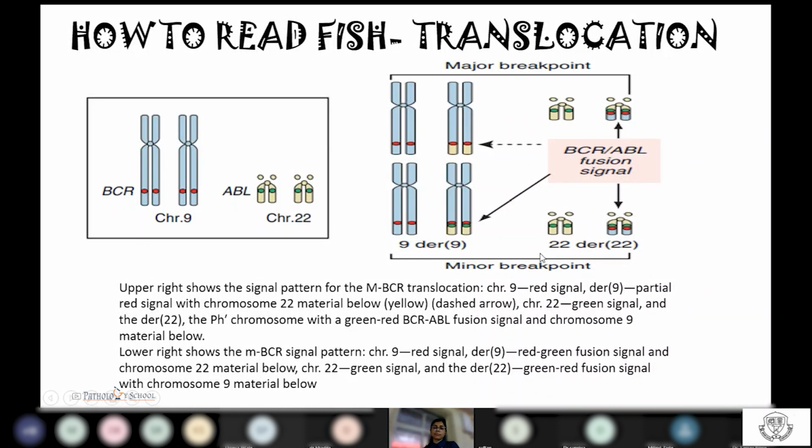Now what happens in your minor breakpoint is that your chromosome 22 breaks within the green signal. So your half green shifts to chromosome 9. And your chromosome 9 breaks, as previously said, into half. It always breaks into half. So half will be on your chromosome 9 and half will shift to your chromosome 22. So in this minor breakpoint, you'll have one chromosome 9, which is red in color, one chromosome 9 which will have red and green, one chromosome 22 which will be normal, which will have green, and your Philadelphia, which will have green and red.